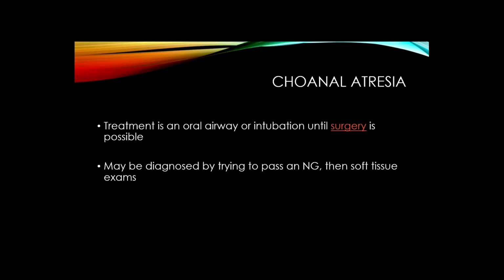Choanal atresia is treated initially with an oral airway or intubation until surgery is possible, especially bilateral choanal atresia. It's diagnosed by trying to pass a nasogastric tube. Once they can't pass that nasogastric tube, they do soft tissue exams and further exams. It's a pretty uncomplicated repair, but something that is pretty vital to get taken care of.